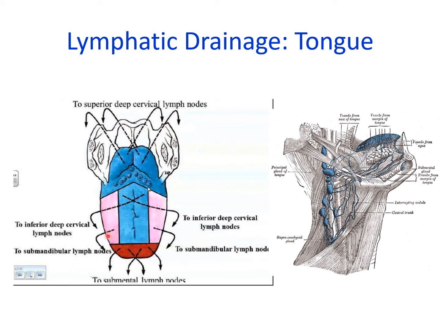The lateral borders of the tongue drain into the ipsilateral submandibular lymph nodes. Similarly, the posterior third of the tongue drains into the superior deep cervical lymph nodes. However, it is important to note that the central part of the tongue, the lymphatic drainage, can go to the contralateral side, which then means that lingual carcinomas can not only spread to ipsilateral deep cervical lymph nodes, but they could also metastasize to contralateral deep cervical lymph nodes.